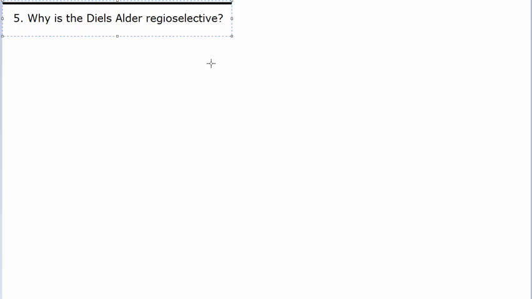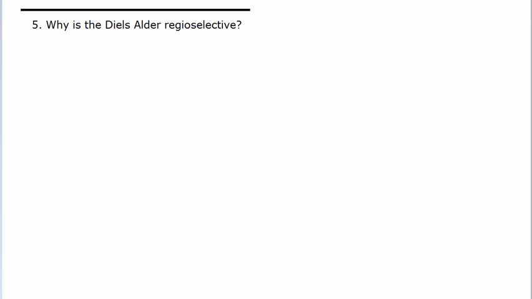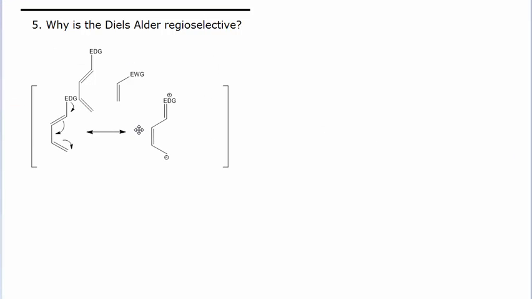Okay, and the last question is, why is the Diels Alder regioselective? This one is perhaps the easiest one to answer. So say we have an electron donating group on the diene and a withdrawing group on the dienophile. How will the Diels Alder product look?